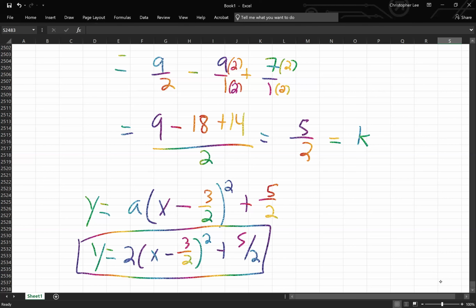Even 0, right? We could have plugged in 0 in the standard form and got the y-intercept and just used that to solve A. That's legal too, right?